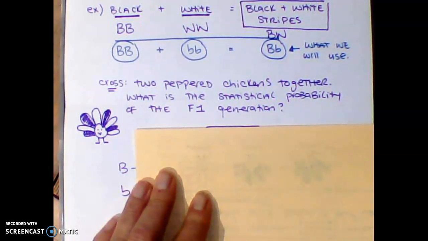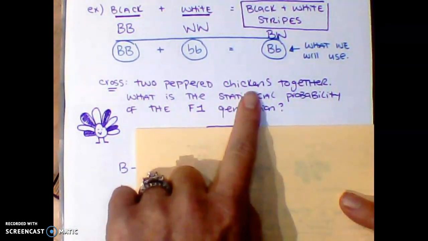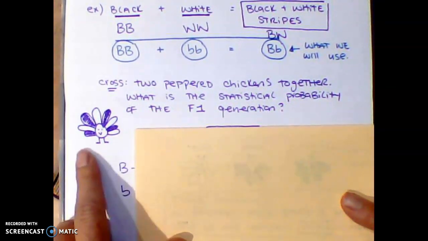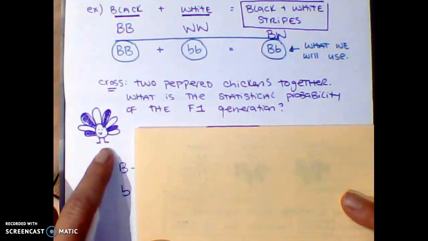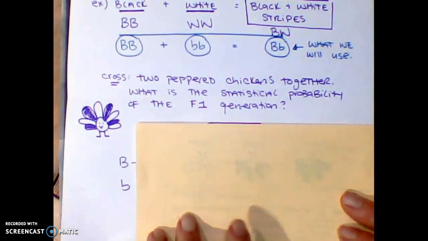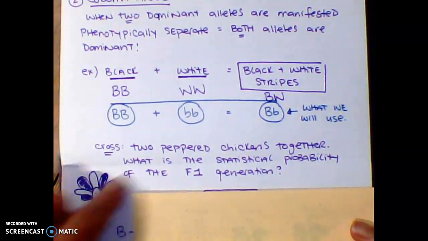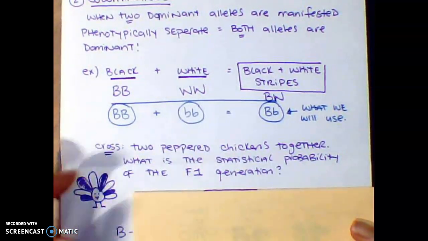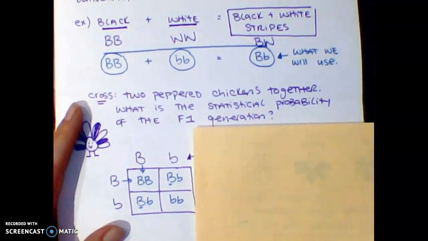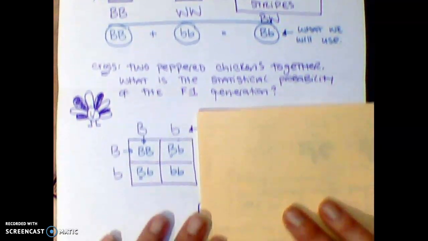Today's homework, you guys are going to be dealing with situational problems such as this. So I would like for you guys to cross two peppered chickens, and I would like to know what the statistical probability of the F1 generation is. So the two peppered chickens would be considered the P generation. What we mean by peppered is one feather is black and one feather is white. So this is a peppered chicken. Because the peppered chickens are showing both traits, they would be the heterozygous. And so create your key. We'll just use this one as an example. And then go ahead and put them in the monohybrid boxes.